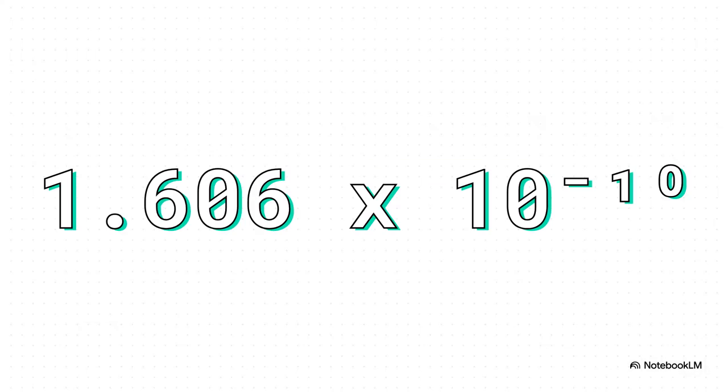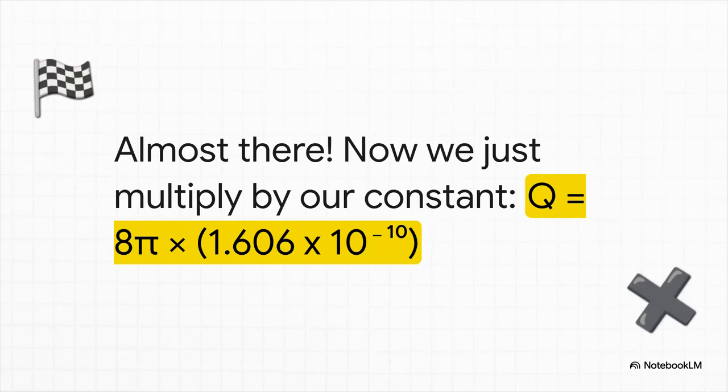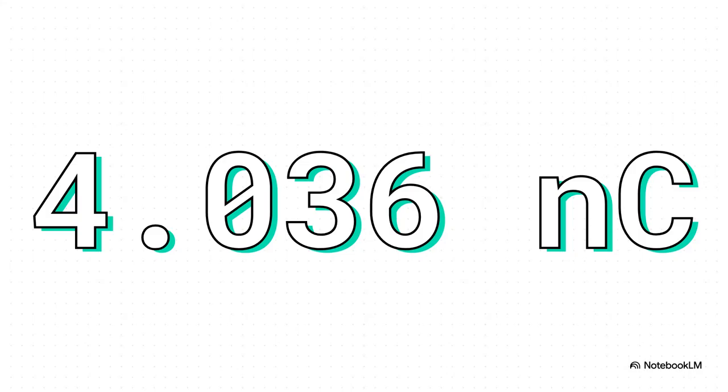All right, so we plug that integral into our tool, we hit enter, and out pops this number, 1.606 times 10 to the power of negative 10. That's the value of just the integral part. We are literally at the finish line. All we have to do now is take that number we just got and multiply it by that 8 pi we figured out earlier. And that gives us our final answer, 4.036 nanocoulombs. That's it. That is the total charge hidden inside that tiny sphere.